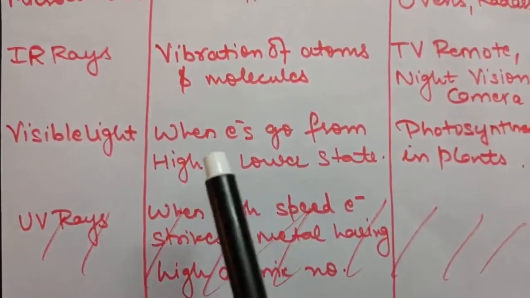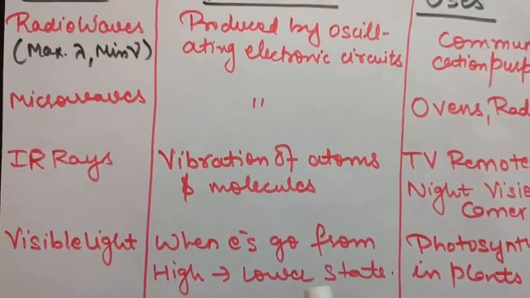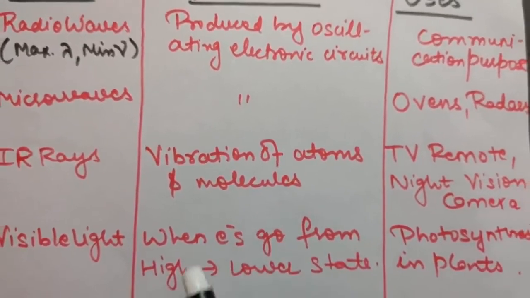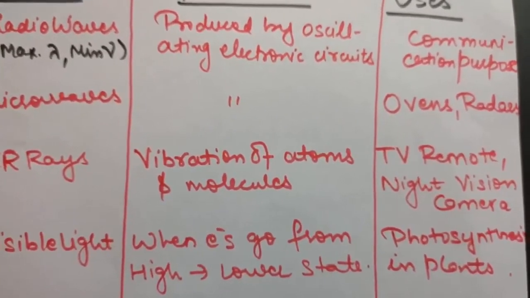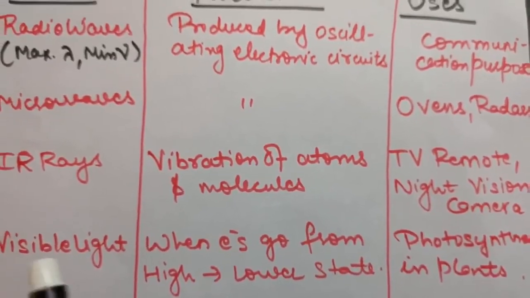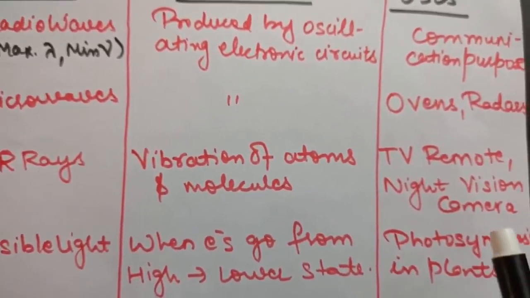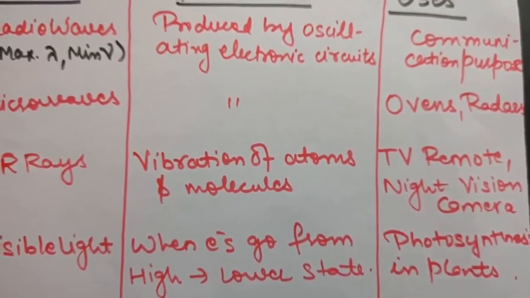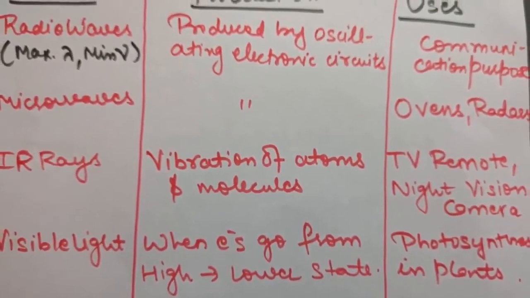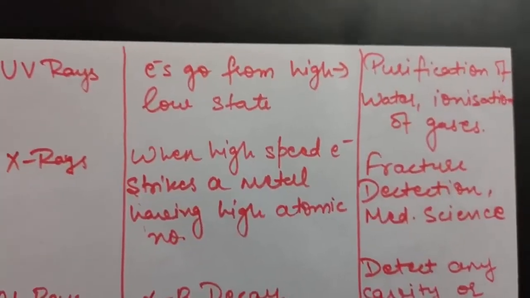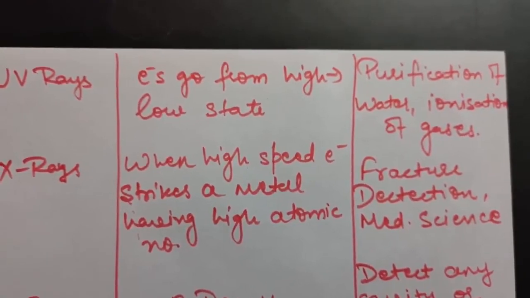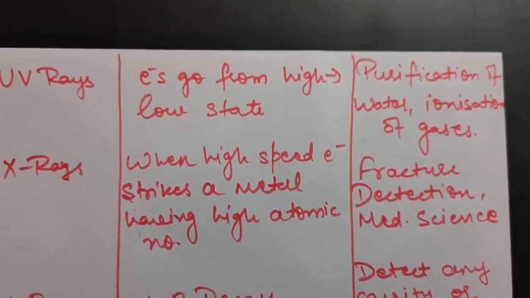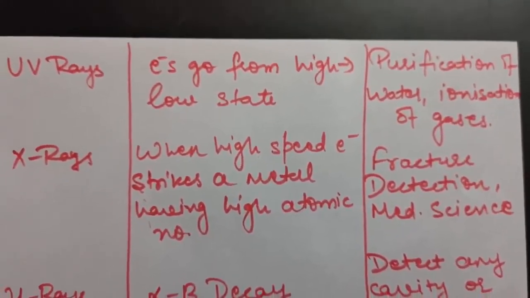Next is visible light. Visible light is produced when electrons go from a high state to a lower state, or you can say by the excitation of electrons. That is, if they go from high to lower states, then visible light is produced. And as we can see, it is used in photosynthesis in plants. Next is UV rays. Again, UV rays are produced when electrons go from one state to another. And the uses of UV rays are in purification of water and ionization of gases.